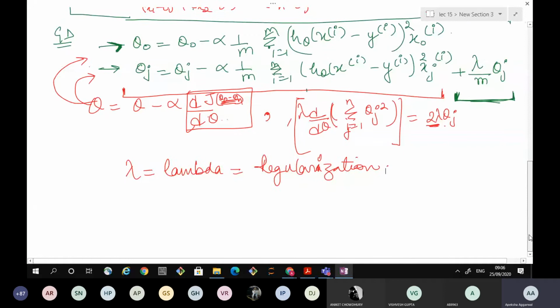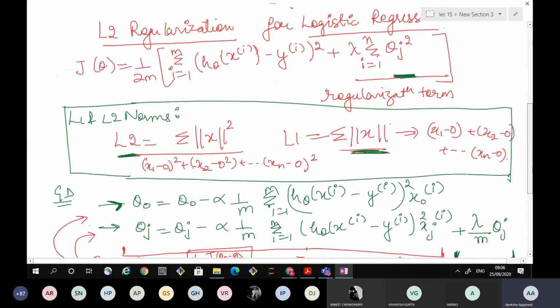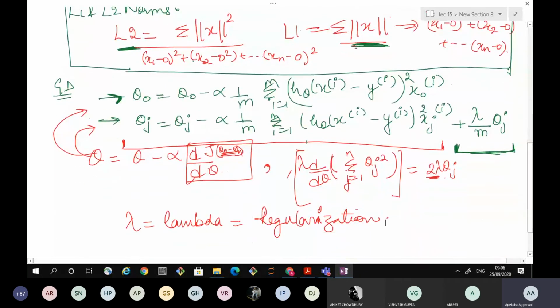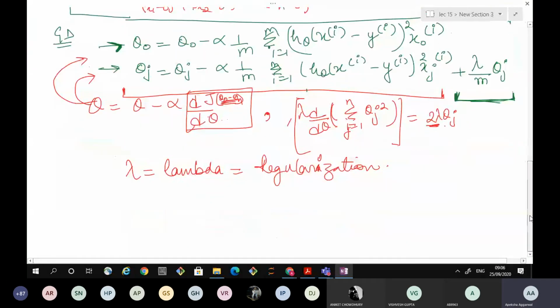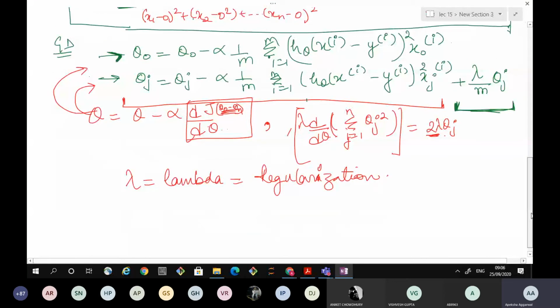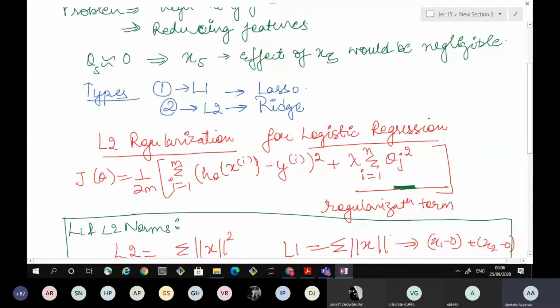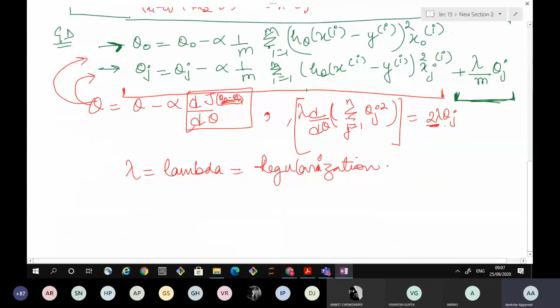So we are done with the L2 regularization. Now let's look at the L1 regularization. L1 regularization is exactly the same. The only difference is that in place of 2 you would have 1 as the exponent. Similarly, over here you would not get this theta j, because of the gradient. I will write that down.